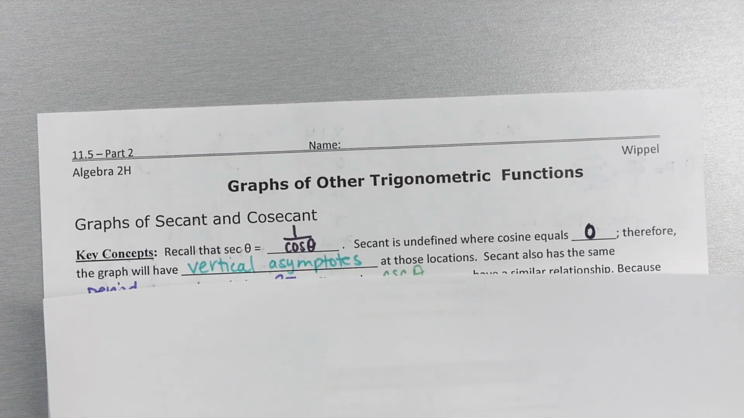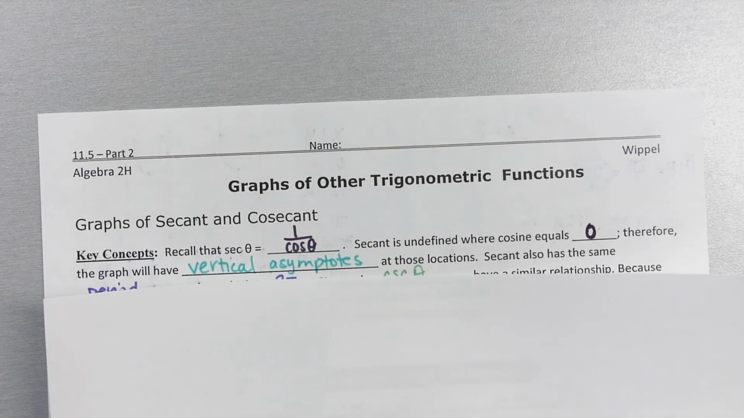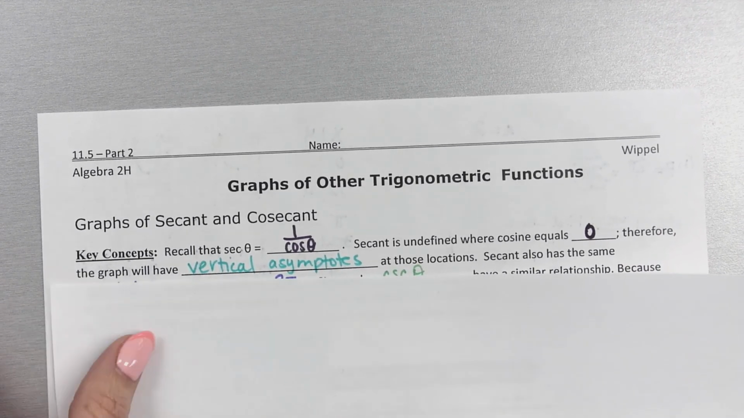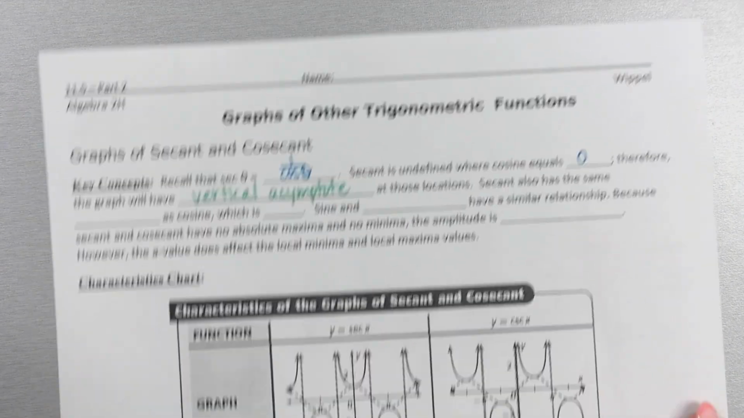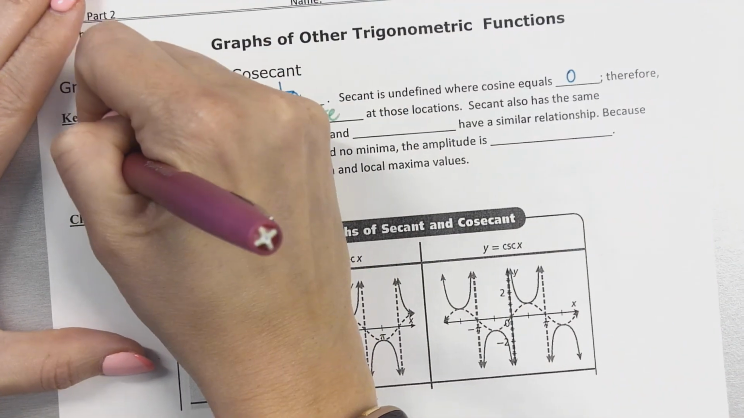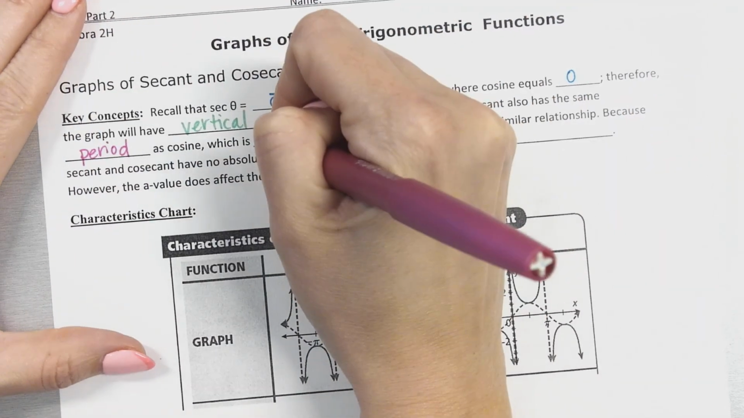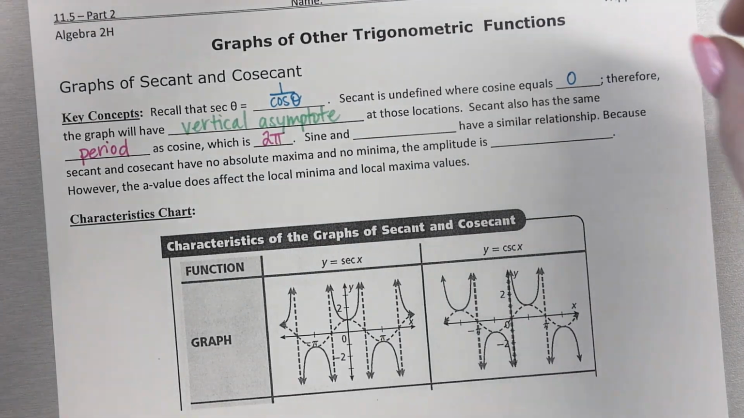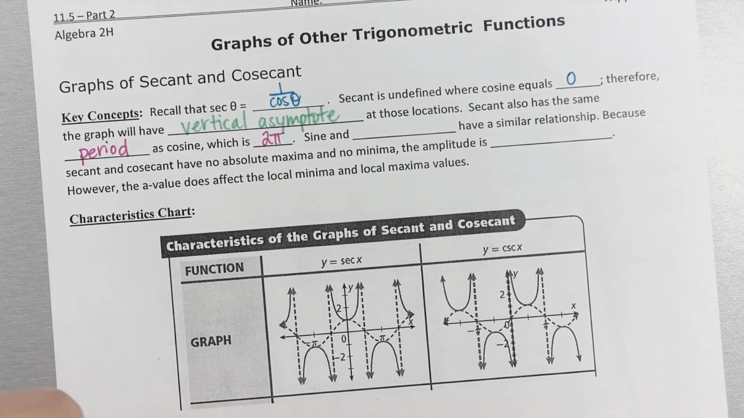And we learned when we talked about the tangent and the cotangent yesterday, that means the graph is going to have vertical asymptotes there. So the vertical asymptotes arise whenever you are dividing by 0. Okay? And then secant is going to have the same period as the cosine, which you guys remember what the period is for the parent cosine function? 2 pi.